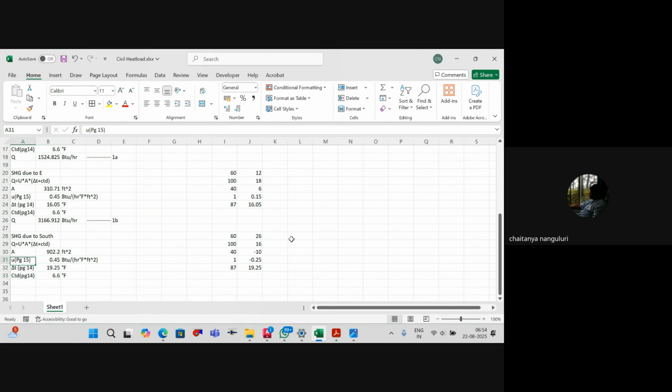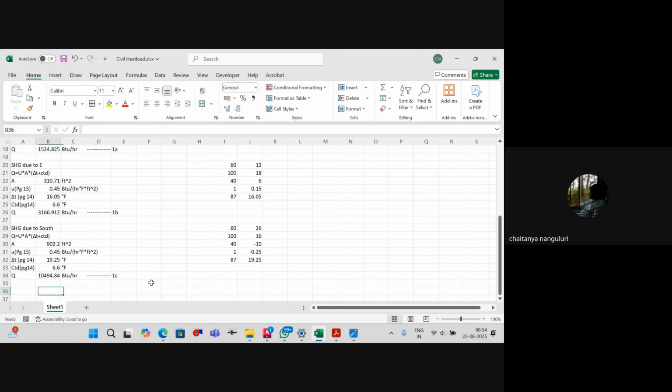So again, Q is equal to UA delta T, which is U into area into delta T plus CTD. You got this particular one, which I'll write as equation 1C.